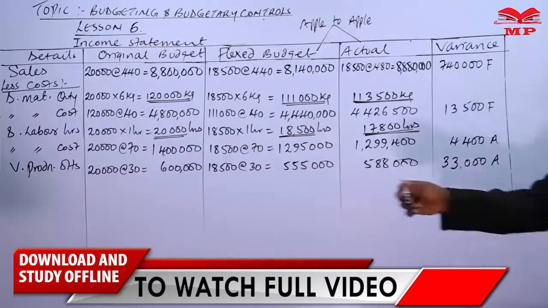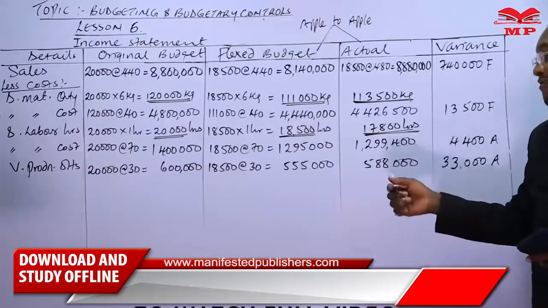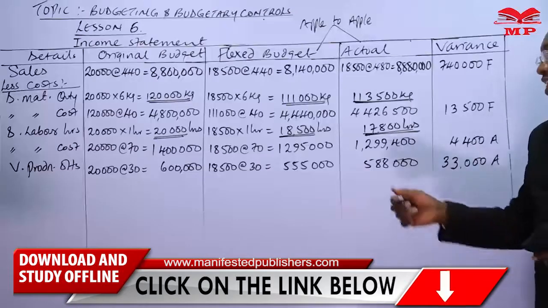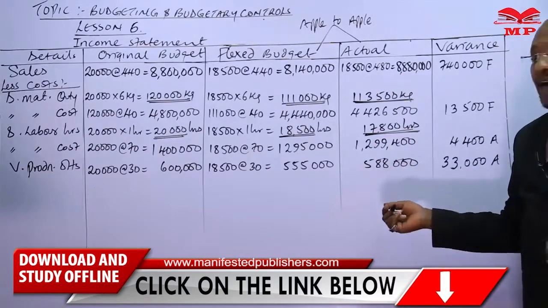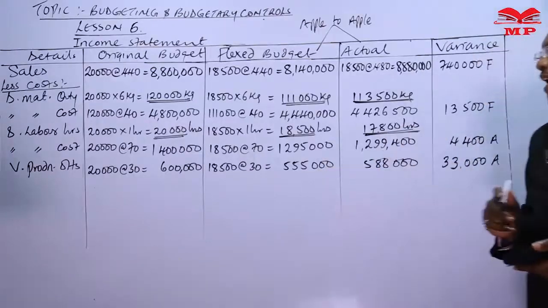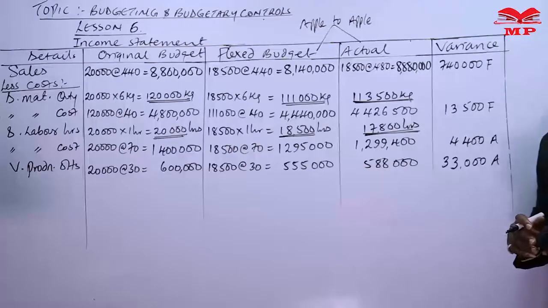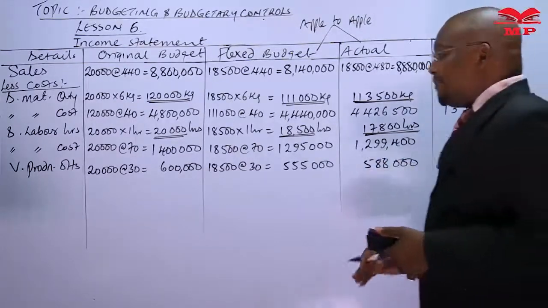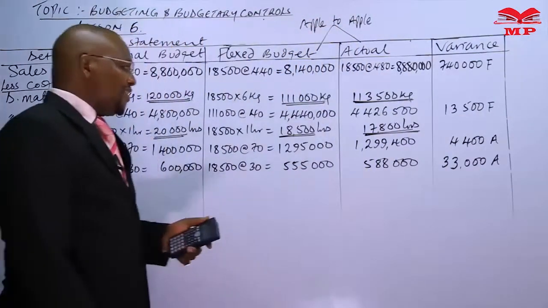If you were to compare the 600,000 and the 588,000, we would have thought that we have made a saving of 12,000. But remember, that saving is because we have produced less. So it's normal, it's known. But when you compare these two now, you are able to do some analysis and investigation on what may have happened: that for the same level of production, you used more hours or more cost than expected.